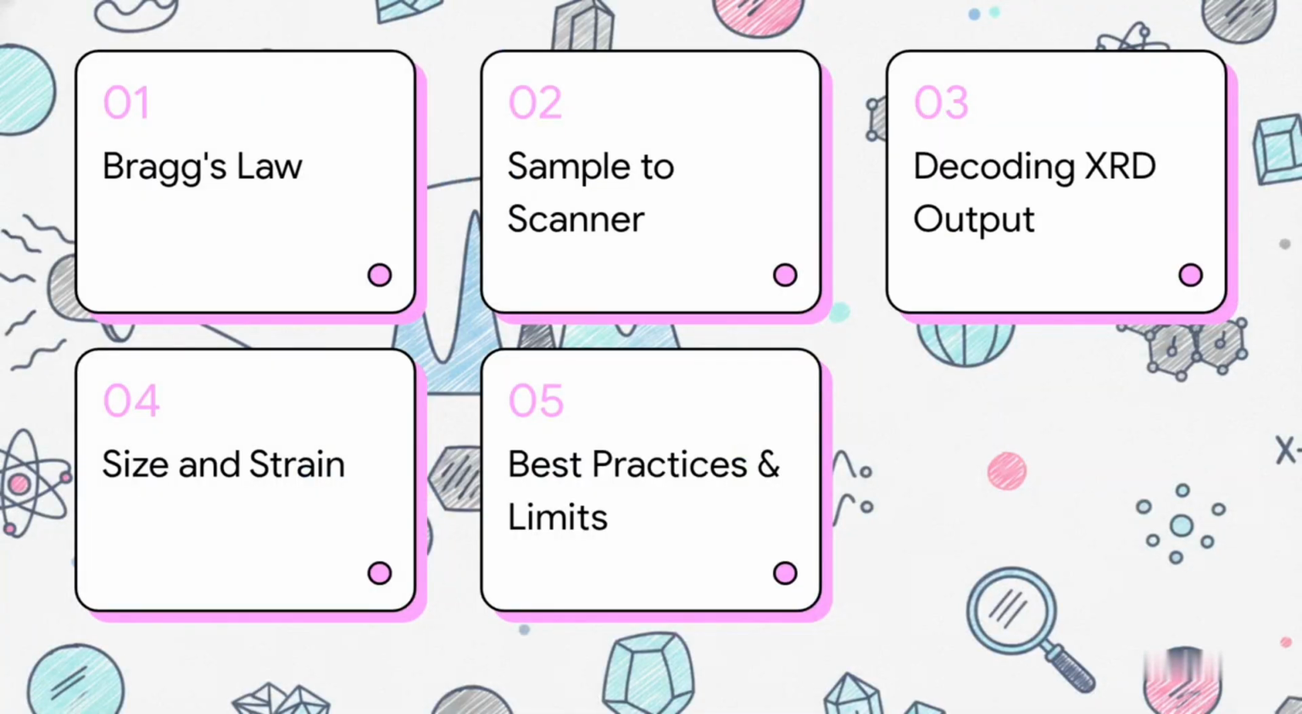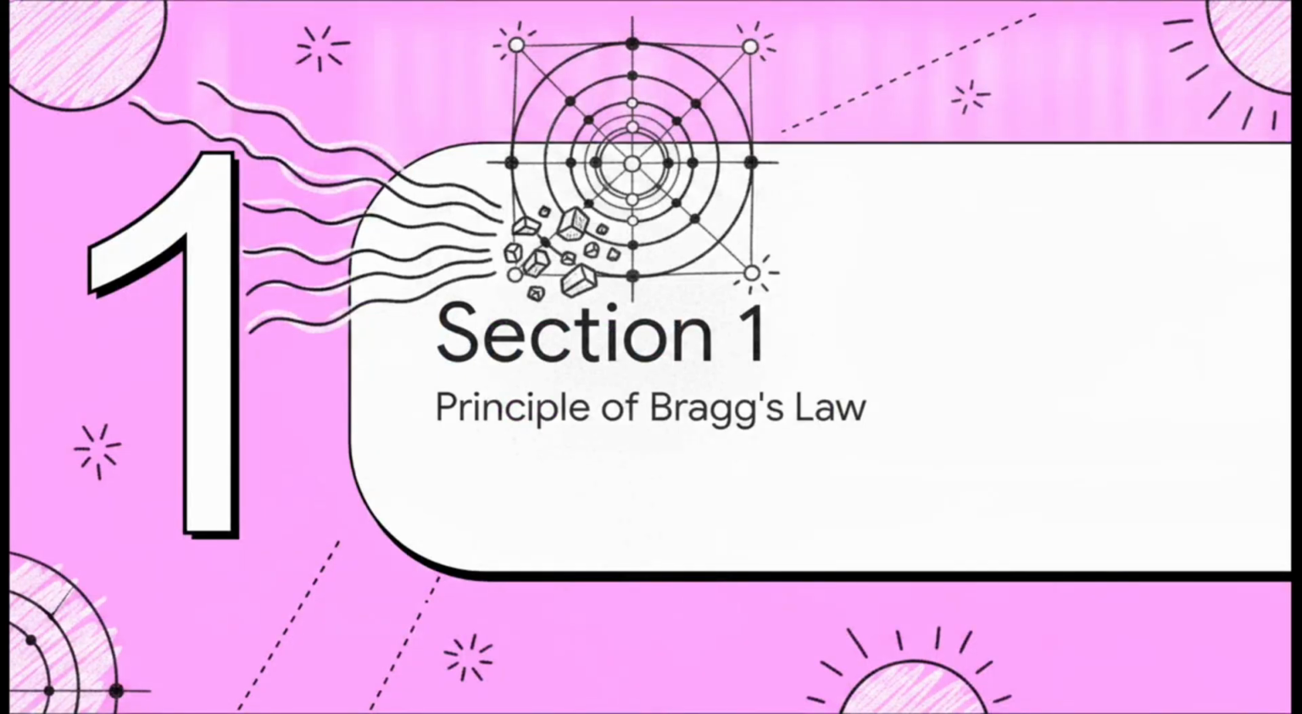Here is our roadmap for the journey today. First, the principle of Bragg's law. Then, from sample to scanner, decoding the XRD output, calculating size and strain, and finally, best practices and limitations. Let's kick things off with Section 1, Principle of Bragg's Law.